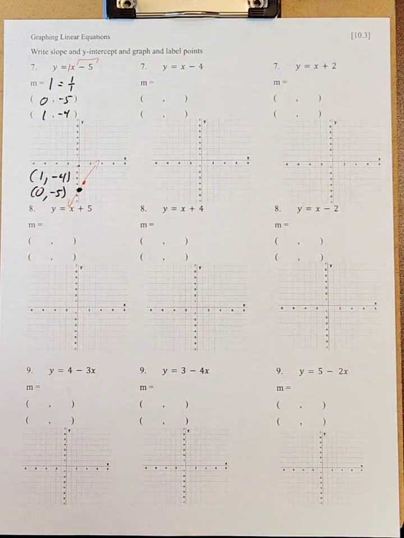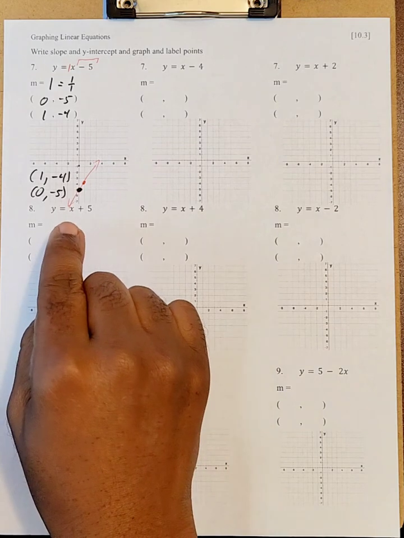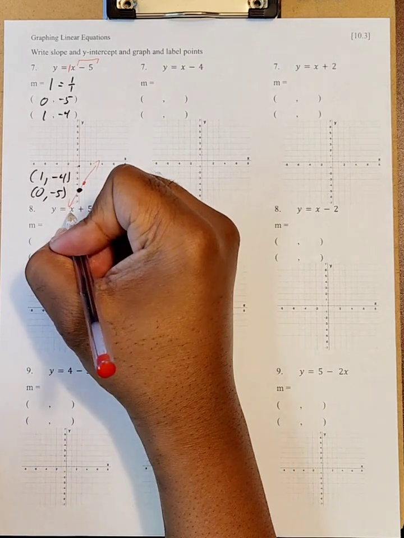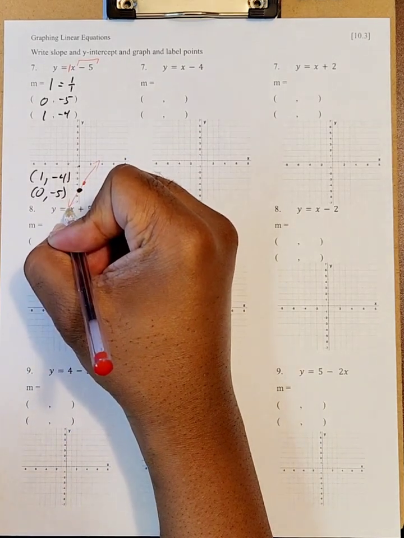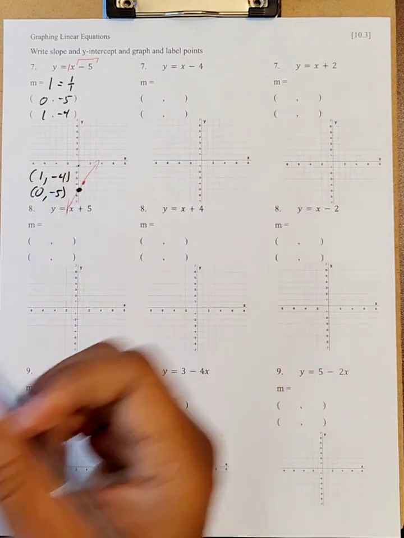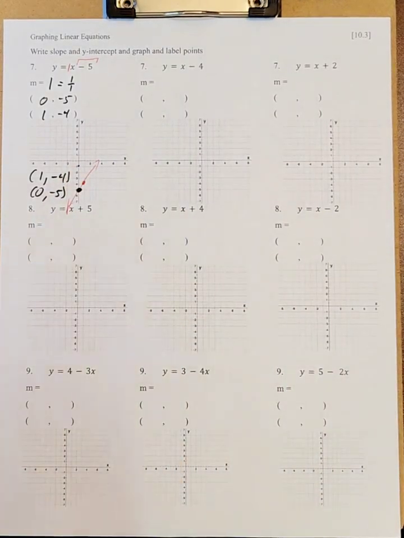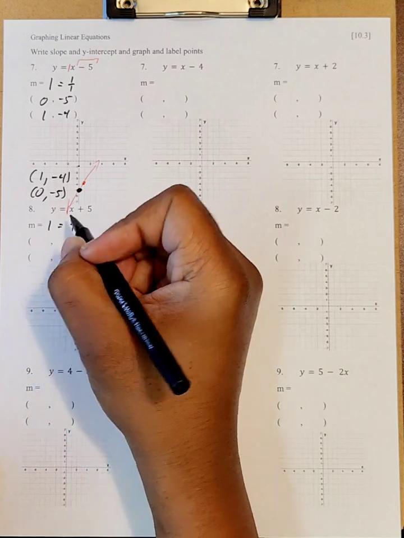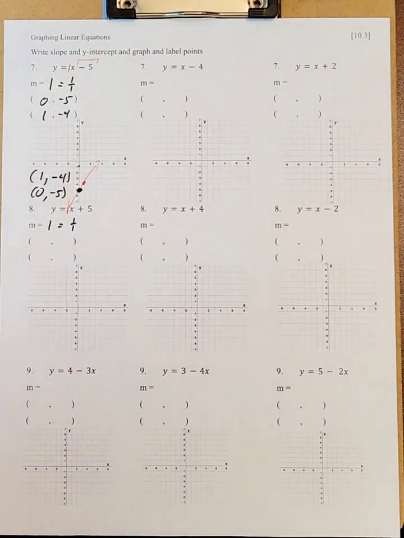Okay. Next, we have y equals x plus 5. Once again, since there's no number in front of x, we're going to assume that number will be 1. So that makes the slope 1. And we'll turn 1 into 1 over 1. And so now we get a rise 1, run 1.